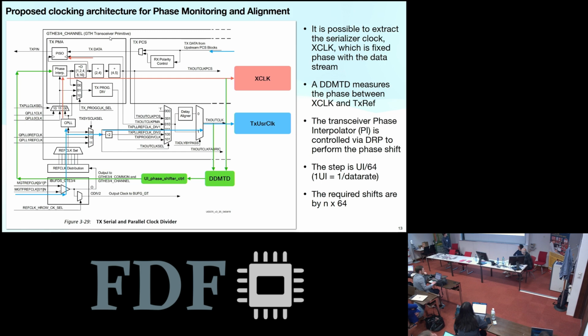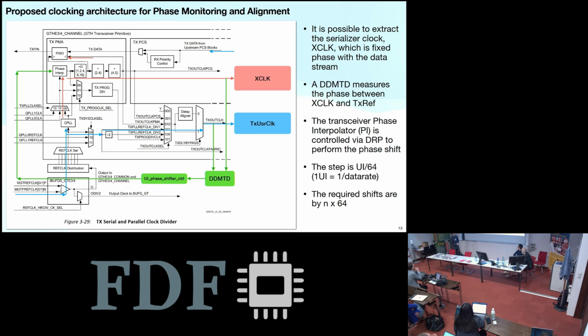So we have the same path for our reference clock in blue, which still becomes TX user clock. But then there is a way to output from the transceiver a clock, X clock, from a port called TX out clock PCS. And the nice thing is that X clock has a fixed phase relation to the transmitted data. And whenever we start the system, X clock always has a fixed phase to the transmitted data, while it jumps from the phase of our reference and the TX user clock.